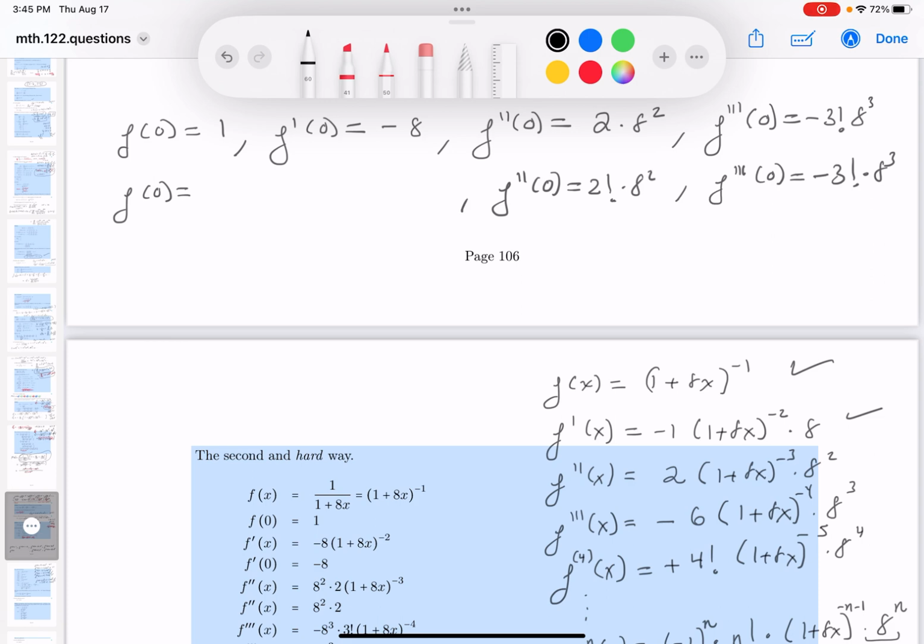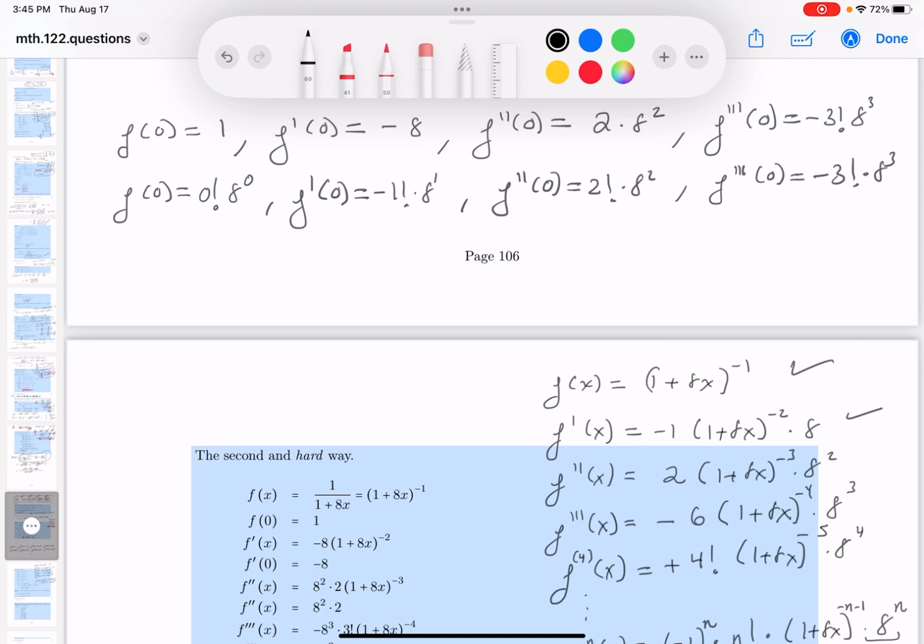Again, I'm going backwards. I'm just looking at this. F prime of 0. Let's do the sign first. That's going to be minus 1 factorial. And then you're going to get 8 to the first power. All right? Let's go backwards 1. What would that give you? 0 factorial, and then 8 to the 0. All right? 8 to the 0, 8 to the 1, 8 to the 2, 8 to the 3, and so forth and so on. And I think I see the pattern right away.